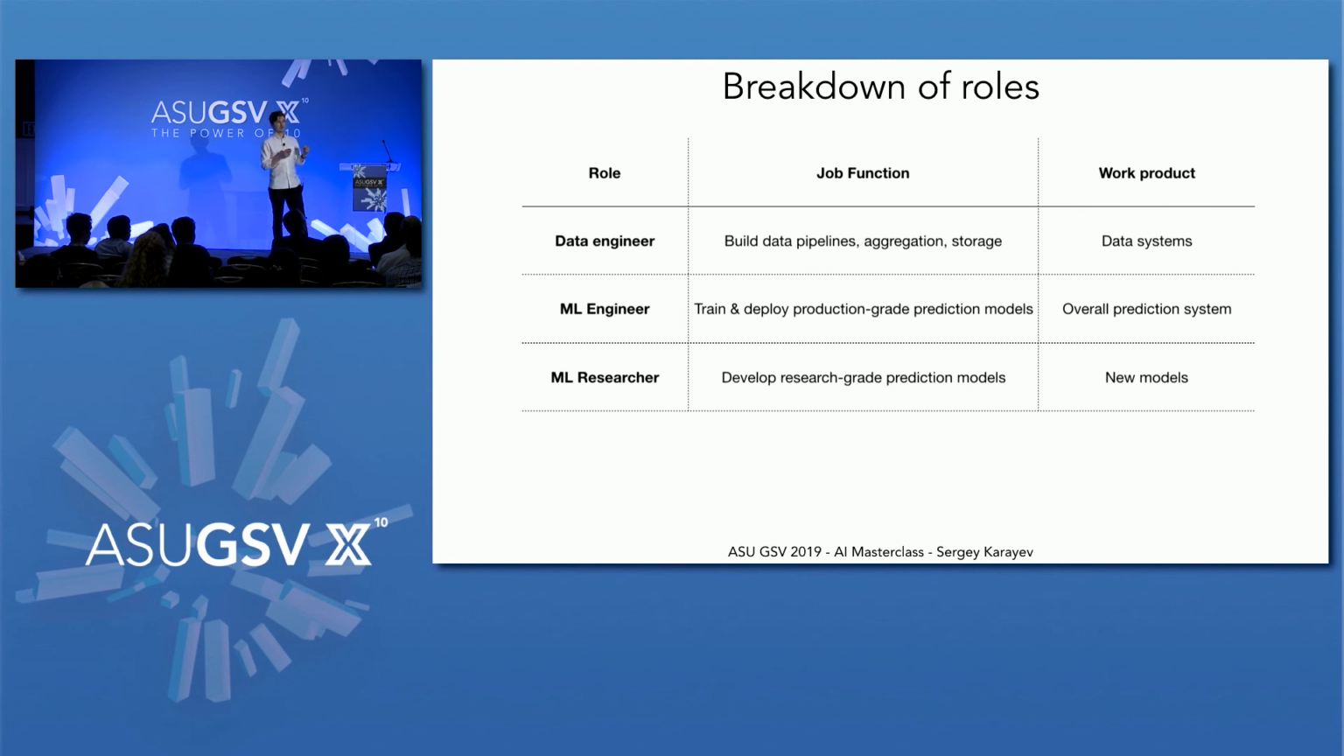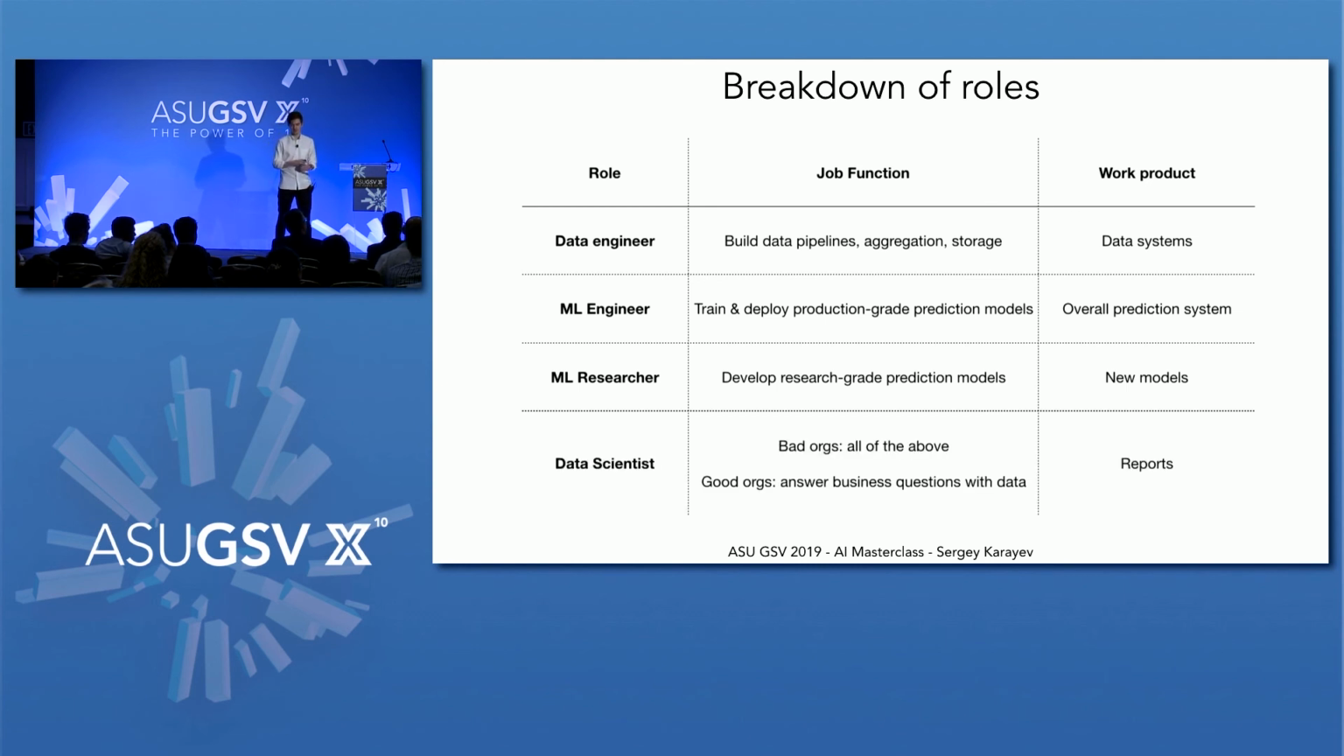As opposed to the machine learning researcher or scientist, whose goal is to develop research-grade prediction models. So things that don't necessarily have to run at scale, but just have to be better than the previous thing. And their work product is just new models or improved accuracy on existing models.